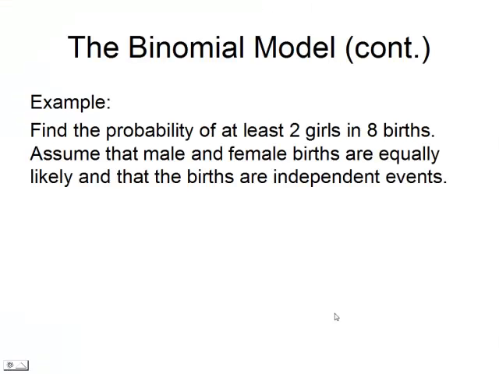Find the probability of at least 2 girls in 8 births. Assume that male and female births are equally likely and that the births are independent events. So we're looking for at least 2 girls in 8 births. That means that we could have 2 successes, 3, 4, 5, 6, 7, or 8.